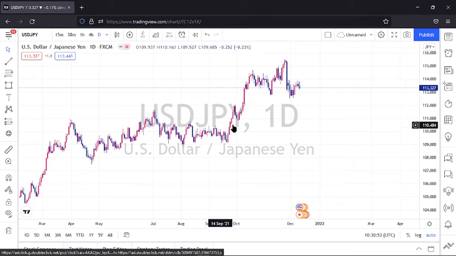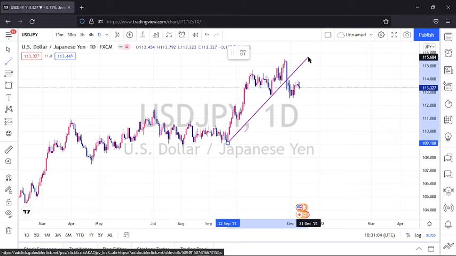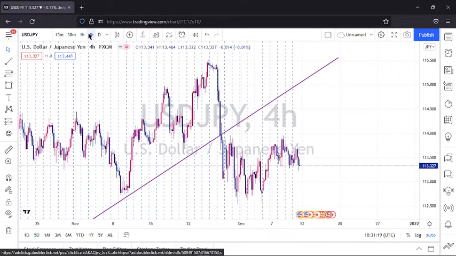Okay, so this is USDJPY. Taking it to daily, I'm seeing that the market has already broken below the trend line. Having broken below the trend line, I'll take it to 4 hours to see what new message it is leaving us with.